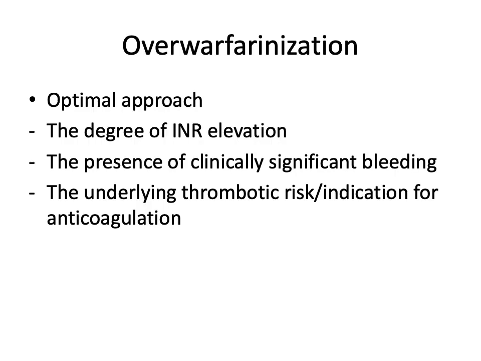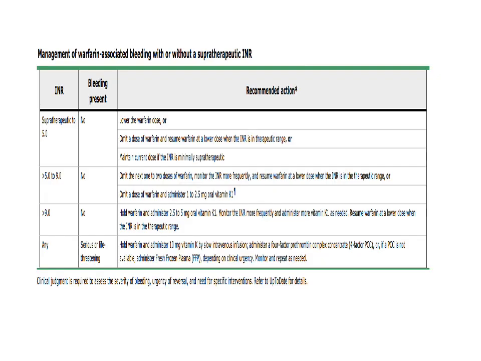So let's look at overwarfarination. First of all, when we approach overwarfarination, we need to look at the degree of INR elevation. The other one is whether the patient has significant bleeding, and also the underlying thrombotic risk, or the indication of anticoagulation in the first place. Why did the patient receive warfarin in the first place? You can find a lot of material online. This is one of the guides on how to approach INR with or without bleeding. But how about in a serious life-threatening bleeding?